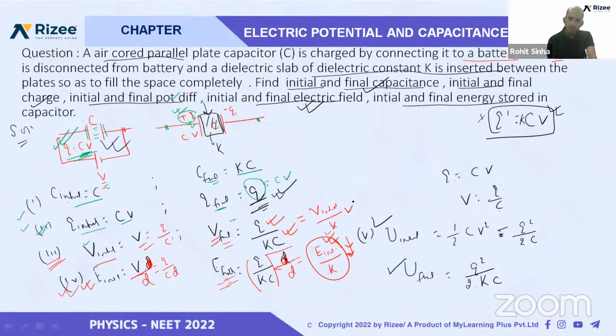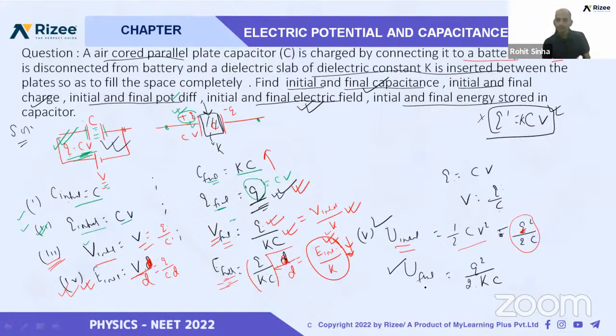That means potential is also decreasing. Charge remains constant. Capacitance is increasing. Okay, we are talking about energy. We know the formula of energy is this, but since Q is constant, we can use it more conveniently.